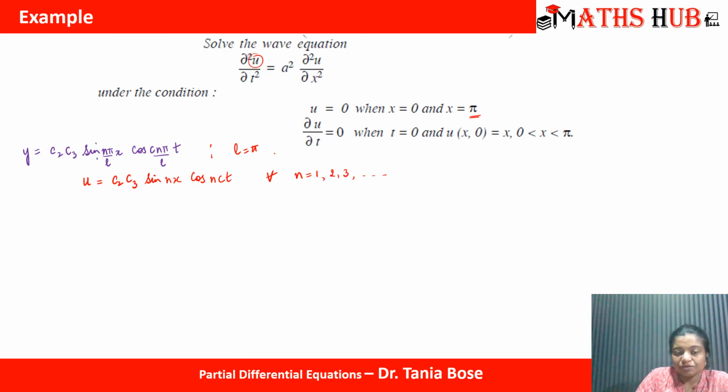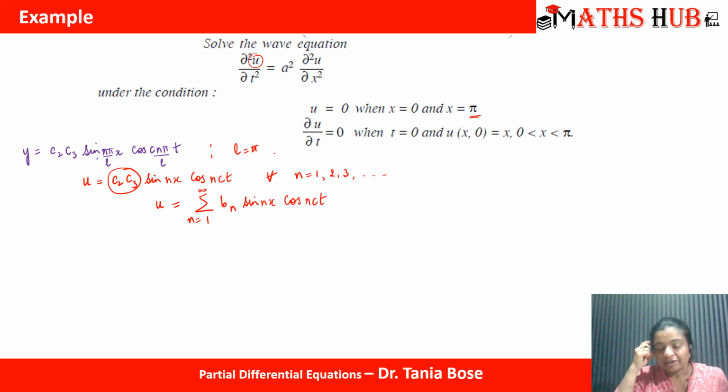Right? So I can write that this is true for all the values of n going from 1 to infinity, and C2 into C3 would be a constant. So according to n, I'm naming it as Bn because for every n, the constant would change, right? So I'm writing it as Bn sine nx cos nct, right? So now till here, the question was seen. This is the extra condition given to us. The condition is u(x, 0) is equal to x. So let us apply it.